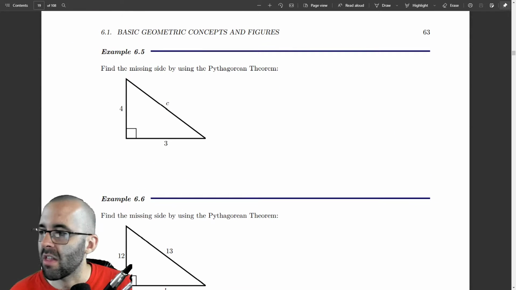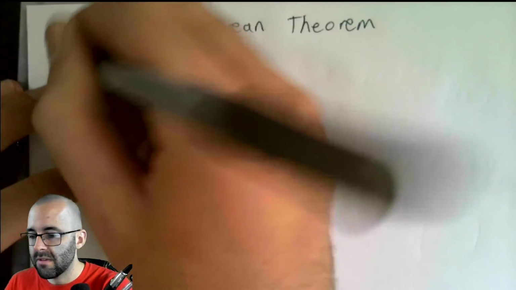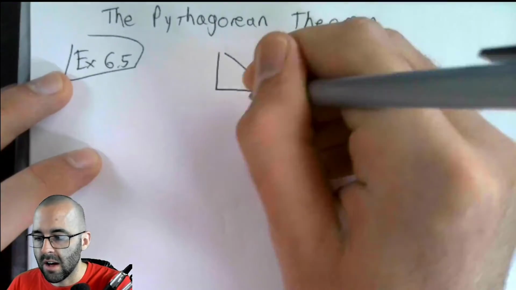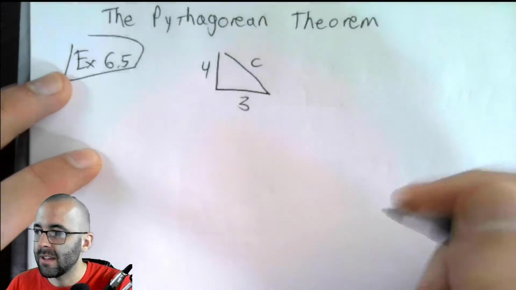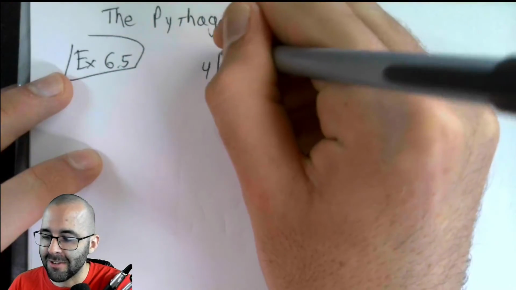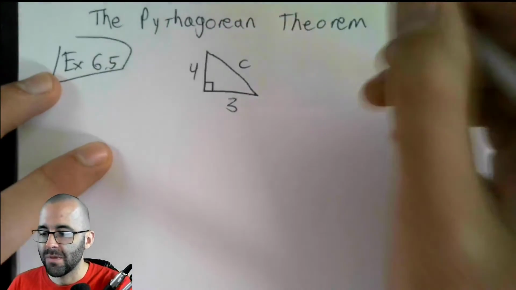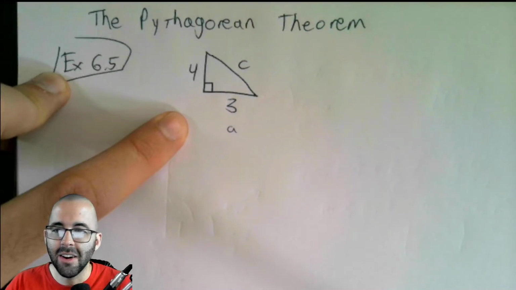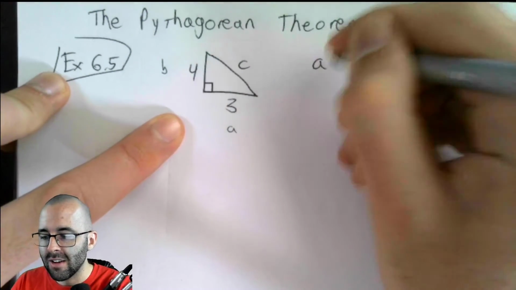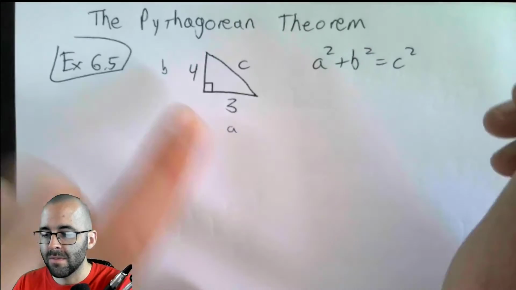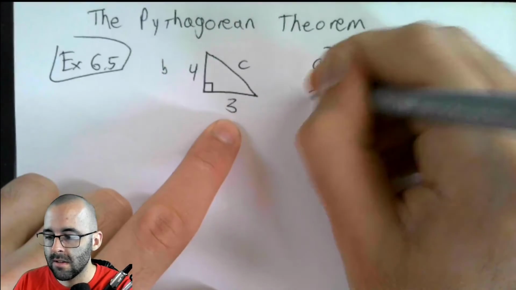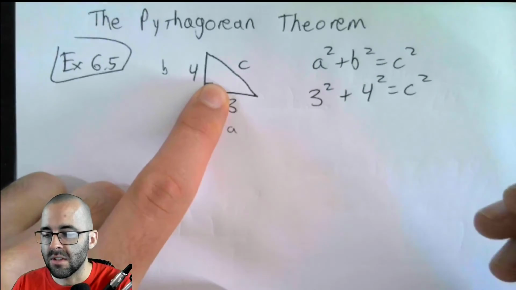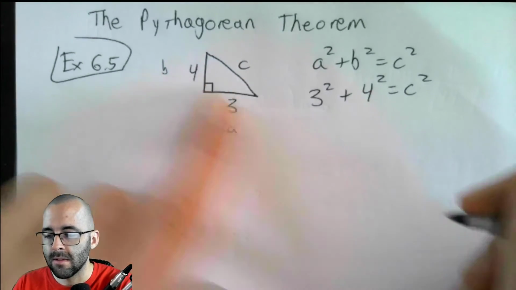Find the missing side by using the Pythagorean theorem. Example 6.5. So we got a pretty good looking triangle over here. Figure not drawn to scale because I can't draw, apparently. Not apparently. I've known that for a long time. Okay, so Pythagorean theorem, right? Oh, wait, I want to be consistent. We called that B, didn't we? Oh, no, this was A, right? Pythagorean theorem says a squared plus b squared equals c squared. Well, A is 3. So 3 squared plus b is 4 equals c squared. Let's simplify and solve for c.